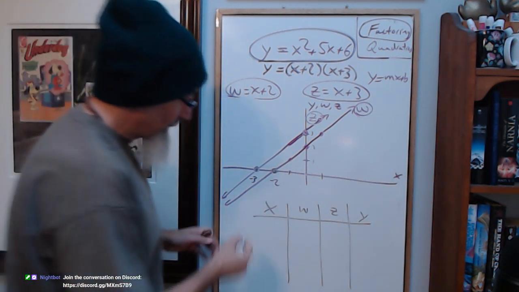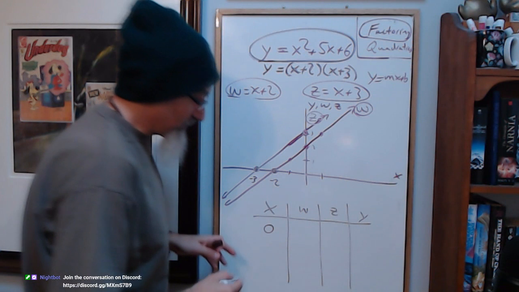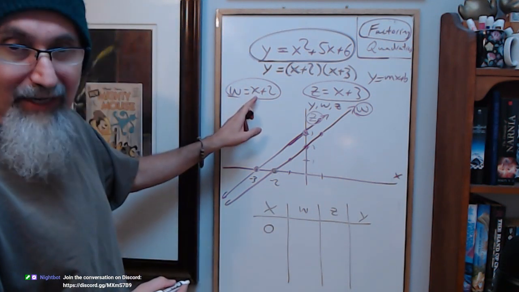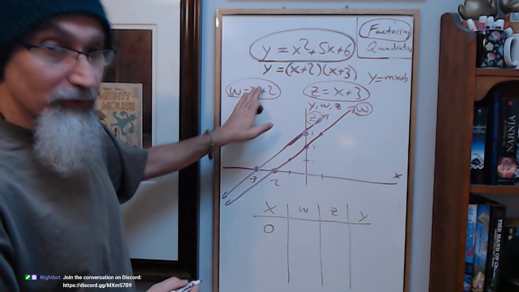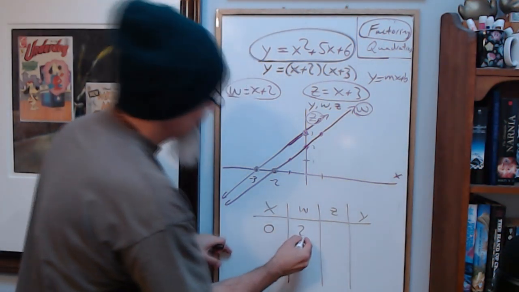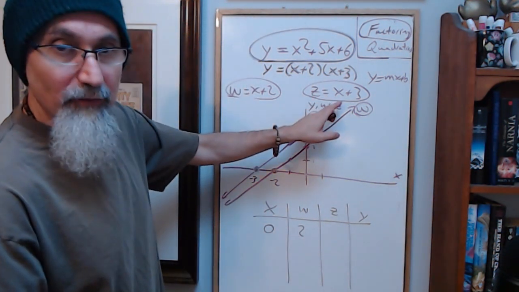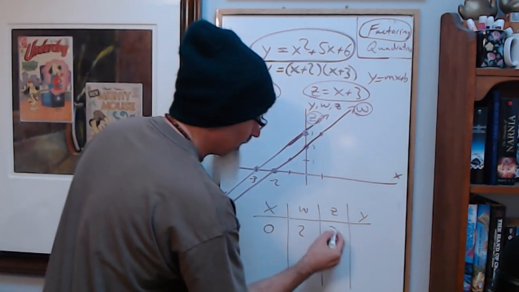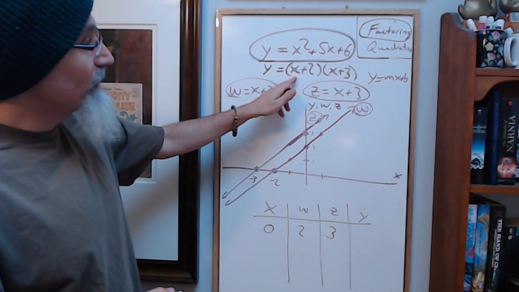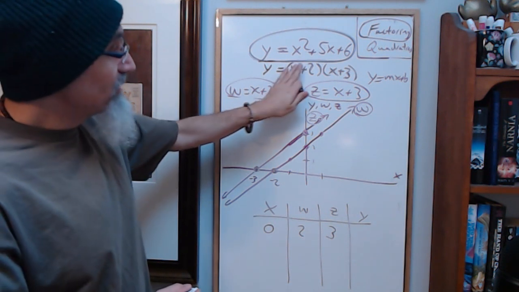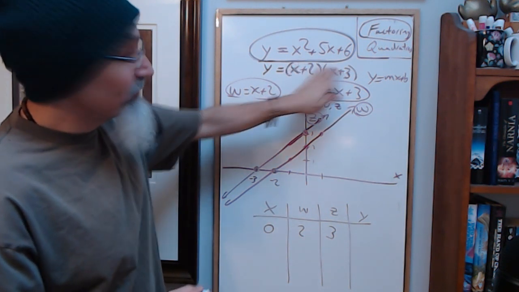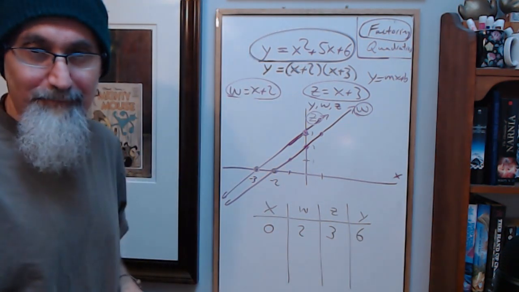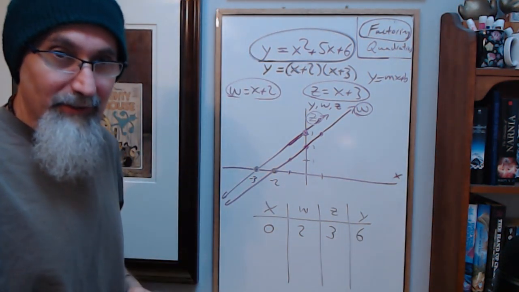Cool? Let's plug in x is equal to 0. What's w when x is equal to 0? You put 0 in for x, so w is equal to 2. For z, if you put in 0 for x, this disappears, so z is equal to 3. If you put in 0 for x here, this becomes 2, that becomes 3. 2 times 3 is 6. Do you see what's going on?